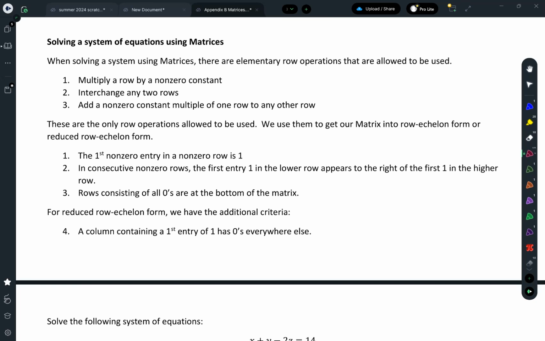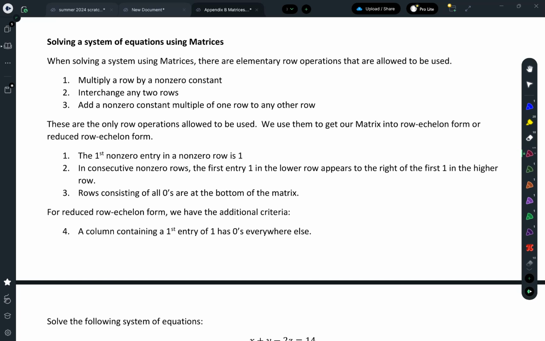We are allowed to interchange any 2 rows, and that's because if we have a system of equations, we're allowed to rewrite them in any order that we want. And we're allowed to add a non-zero constant multiple of one row to any other row. And that amounts to the same thing as taking 2 equations and adding the like sides in order to eliminate a variable, which is usually why we're doing it. These are the only row operations allowed to be used. There are no others. Don't make any up.